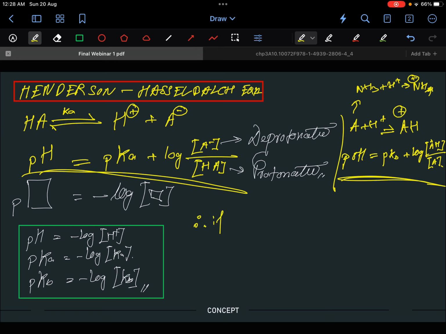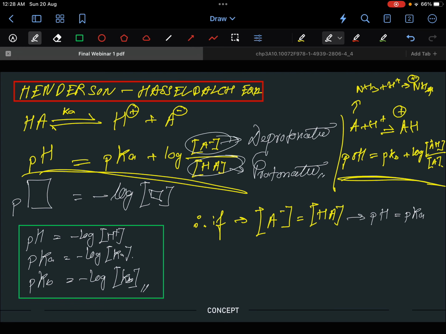From this concept, if the A minus concentration is equal to the HA concentration, what will happen? From this equation, if this is equal to this, it will cancel out to be 1, right? And what is the value of log 1? This is why we need to learn the values of logs also. Anyone? The value of log 1 is 0, right? When this part is 0, pH is equal to pKa.